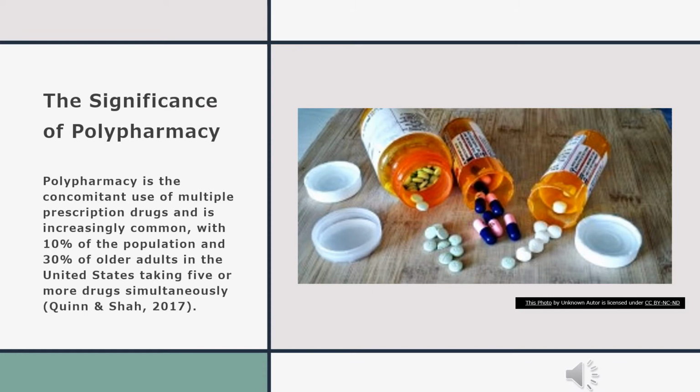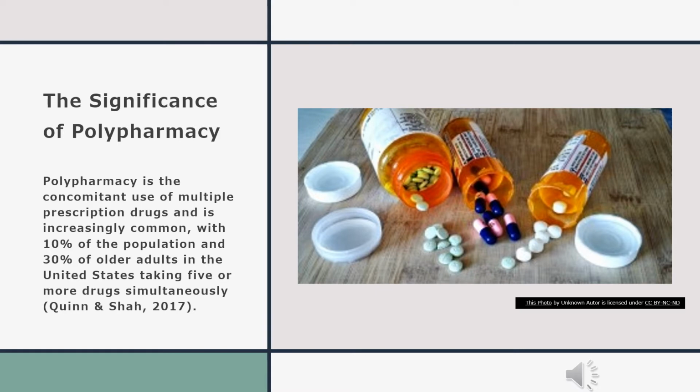Polypharmacy is very significant in the elderly population. That's because the elderly usually are on many medications because they have multiple comorbidities. So they usually go to several different doctors who put them on different medications for their different medical problems, and that leads to a problem for the elderly population.